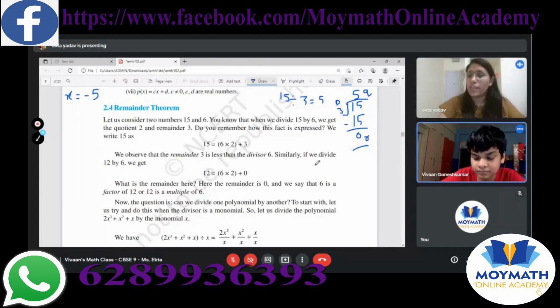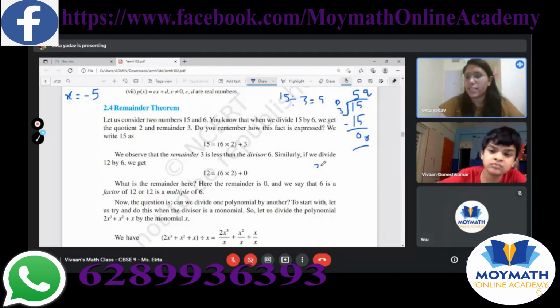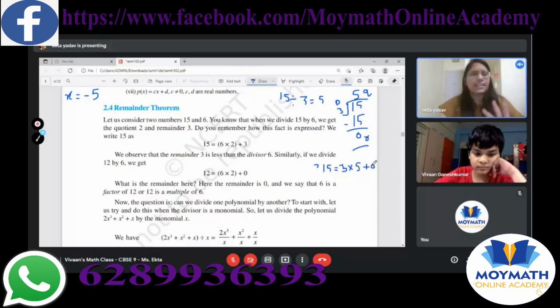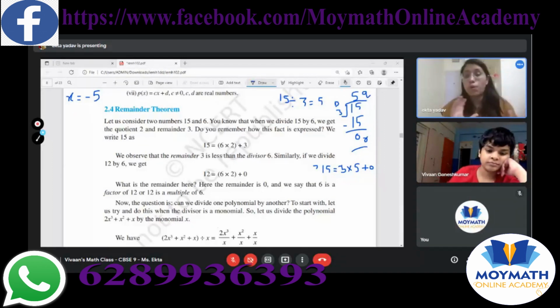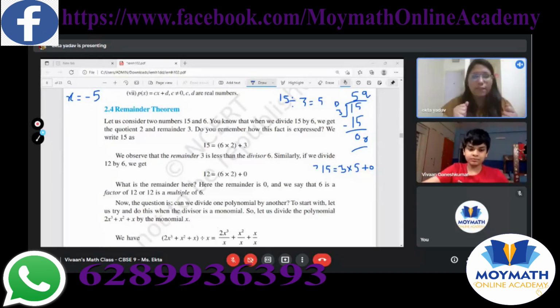If I multiply divisor with quotient, how do I get my dividend? This is the dividend. So I'll get 15 if I multiply my divisor with my quotient and then add the remainder. Correct. So this is basically the remainder theorem. In terms of numbers, if we do it from very small grades, this is the thing. Now, how are we going to do it in polynomials?